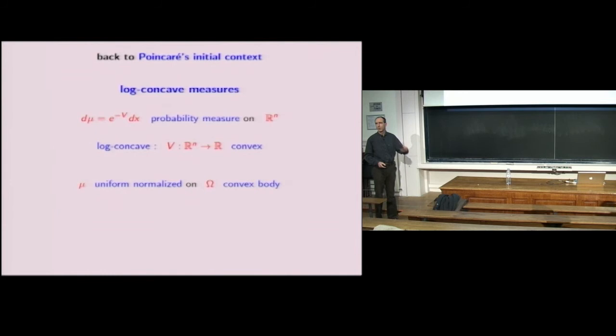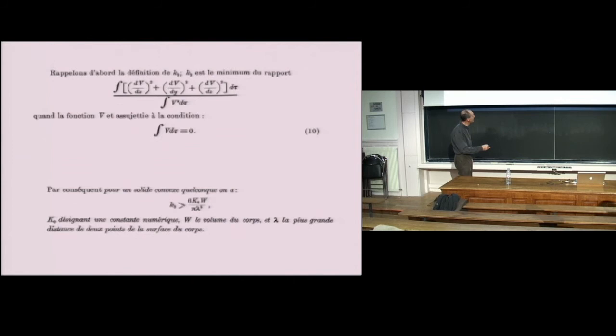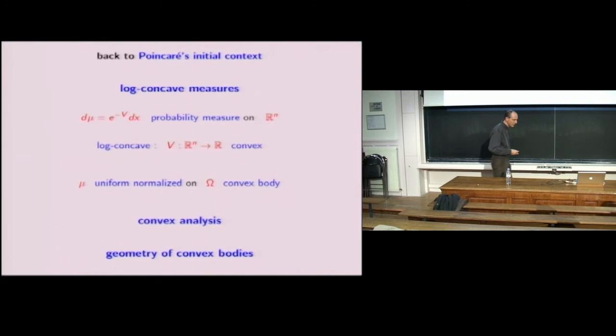And this family of log-concave measures has been investigated quite a lot. This is the original context by Poincaré with the volume of the convex body. And these measures have been investigated quite a lot very recently in the context of convex analysis and geometry of convex bodies. And I would like to briefly comment on these developments in connection with Poincaré inequalities.